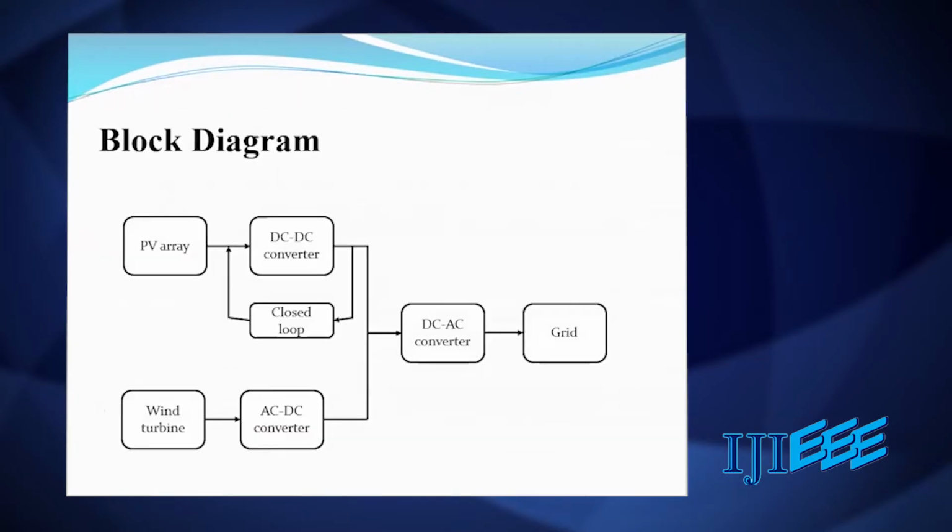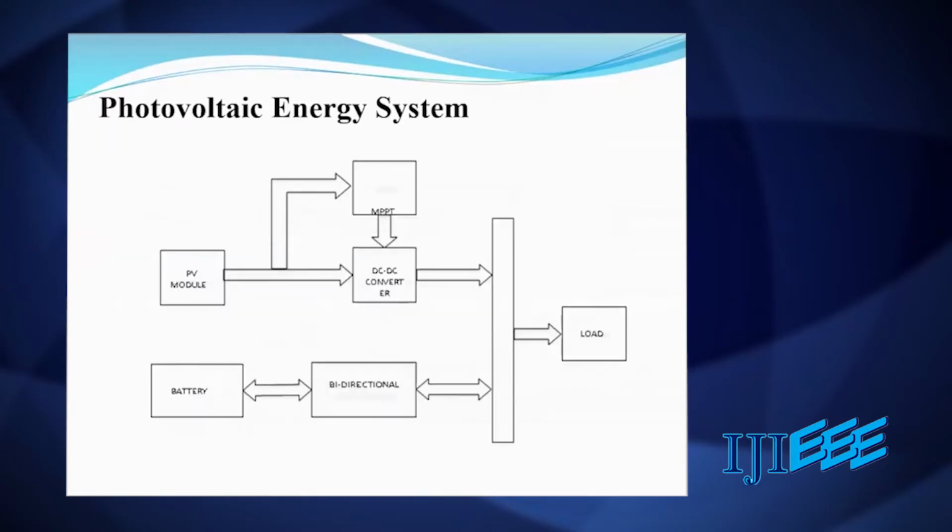This is the block diagram that I considered for the simulation, with a PV array with a closed loop converter and a wind turbine with the AC to DC converter, and further it is converted to AC and given to the grid.